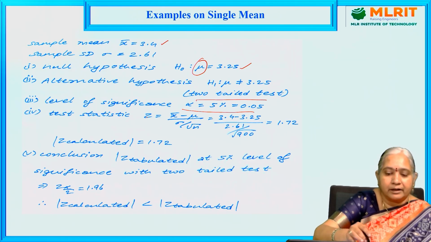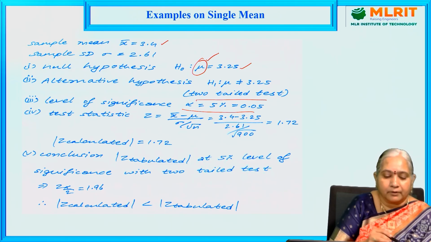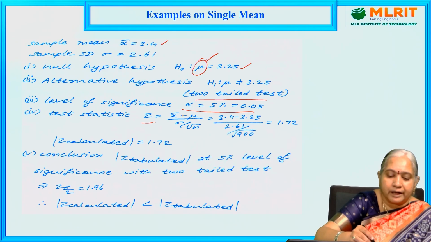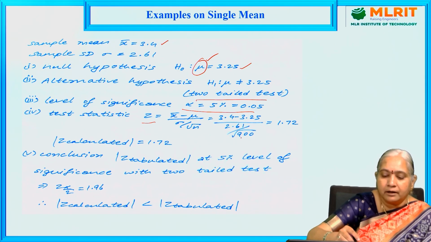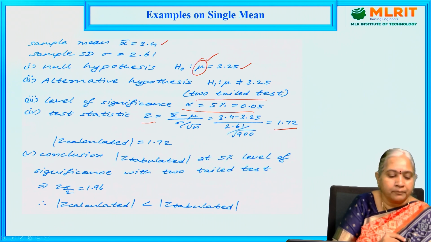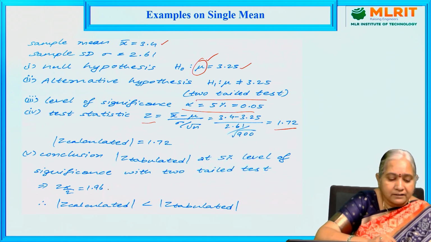And here we are testing about the population mean. So for a large sample, we apply the Z test. So Z is equal to x bar minus mu by sigma by root n. Substitute the values: x bar, the mean of the sample, mu, the mean of the population, what he claimed, that is 3.25, and sigma, the population standard deviation or sample standard deviation, both are equal. So sigma is 2.61 by root of sample size, that is 900. So the calculated value is 1.72. Now, what is the tabular value?